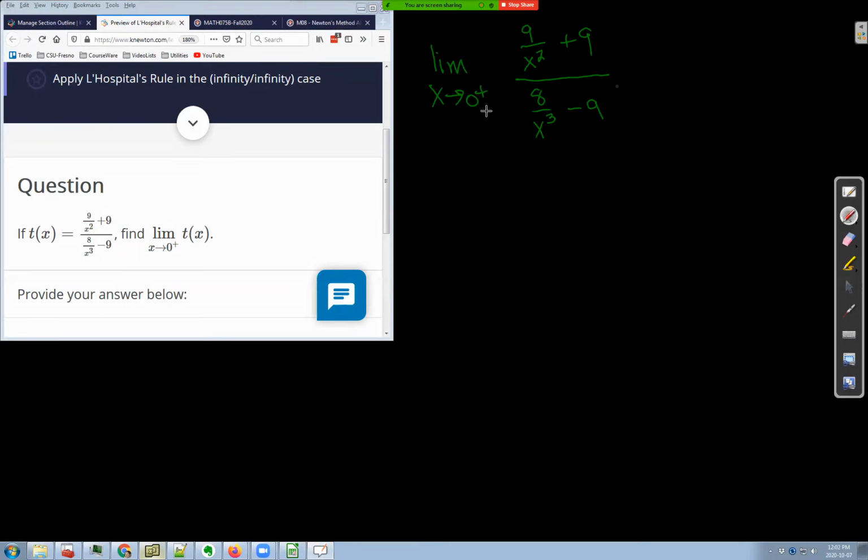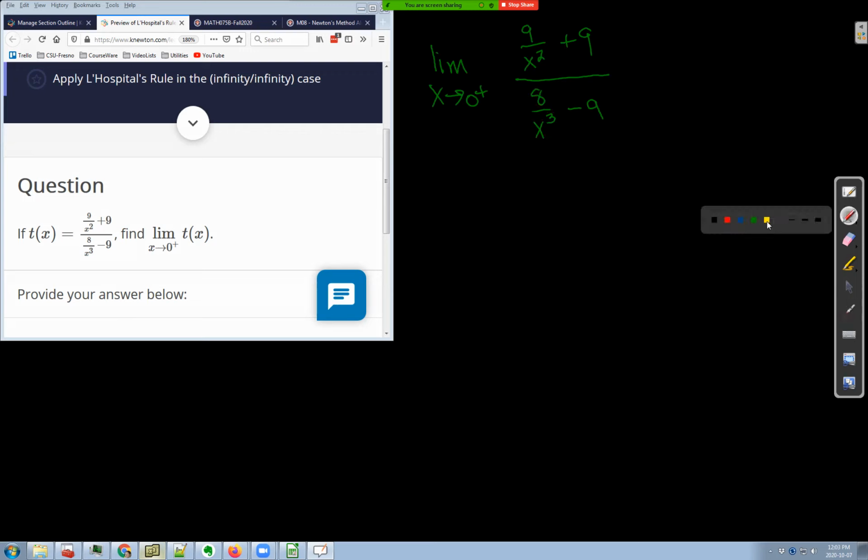So, all right, so here's what you should always do first. Before you do anything, the first thing you should do is try plugging in the number. Whenever you're gonna evaluate a limit, always try direct substitution first. And so if we put 0 in for x, this is gonna end up dividing by 0 right here, and I'm gonna end up dividing by 0 here.